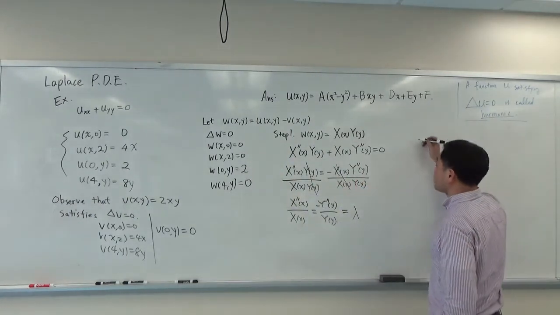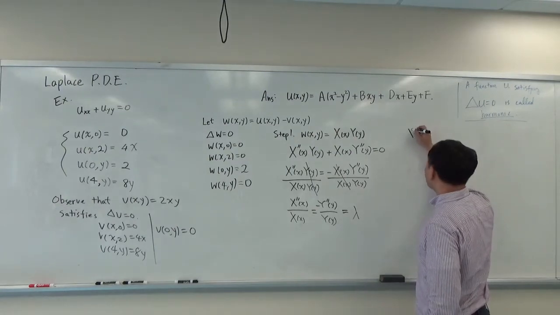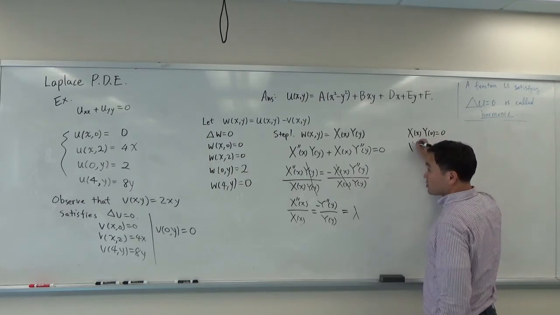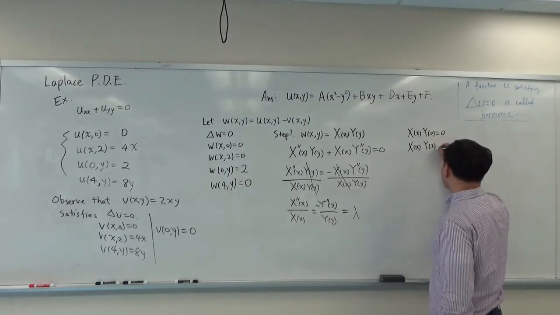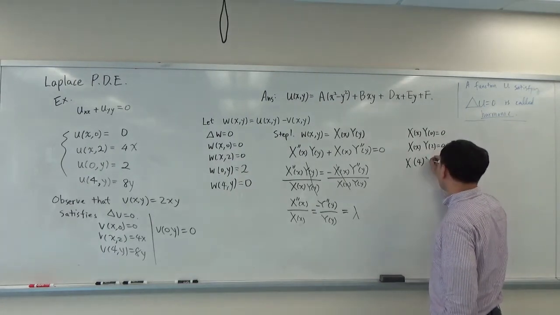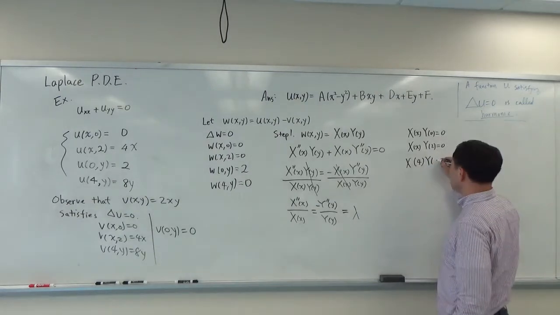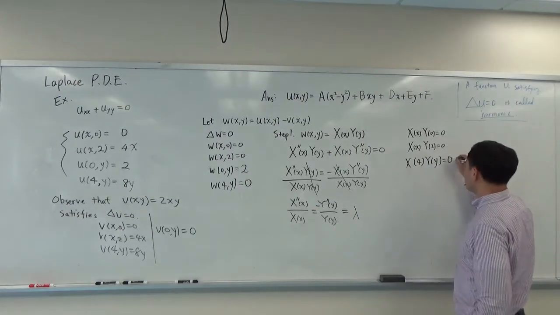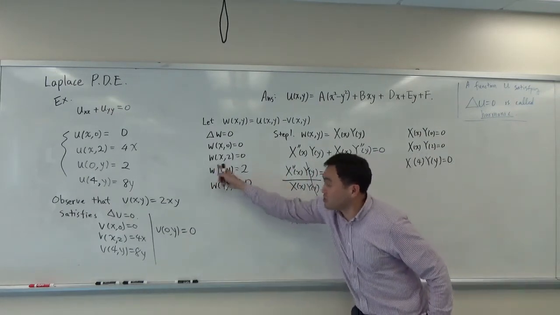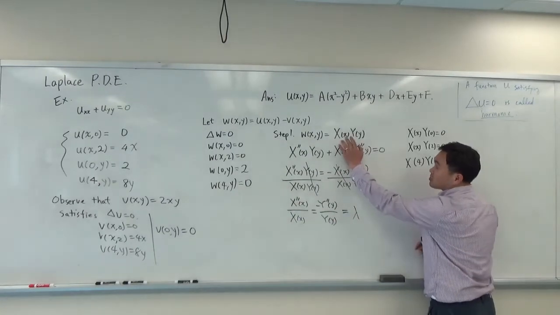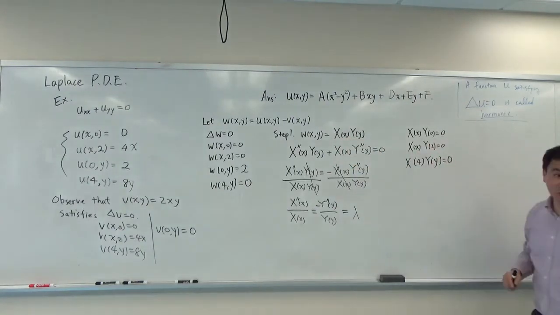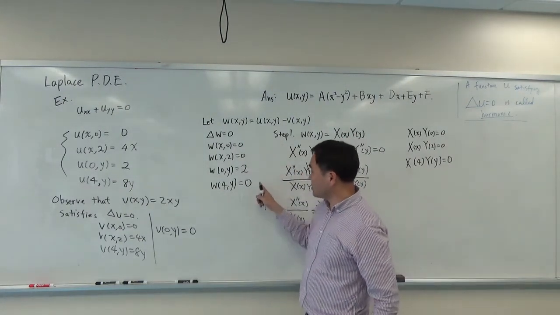So we have X of x, Y of 0 equals 0. X of x, Y of 2 equals 0. And then X of 4, Y of y equals 0, right? It's 0, 0, 0. Okay. So this one's missing. So all I did was plug in x equals 0, x equals 2, and 4 for y and set them equal to 0, because those are the three conditions where you get 0.